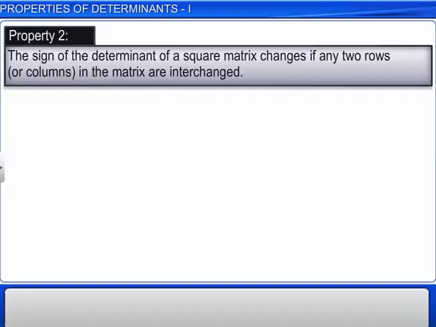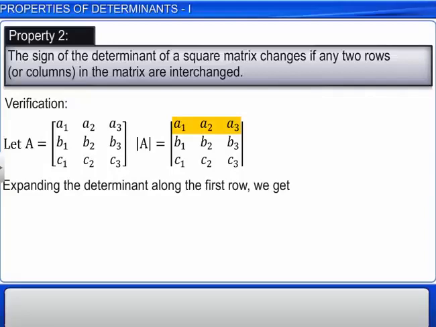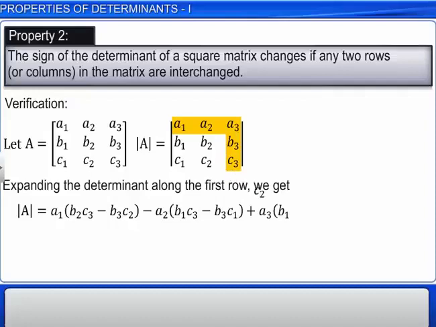It says that the sign of the determinant of a square matrix changes if any two rows or columns in the matrix are interchanged. Consider a 3 by 3 square matrix A. Let's evaluate the determinant of matrix A. By expanding it along the first row, we get A1 times (B2C3 minus B3C2) minus A2 times (B1C3 minus B3C1) plus A3 times (B1C2 minus B2C1).